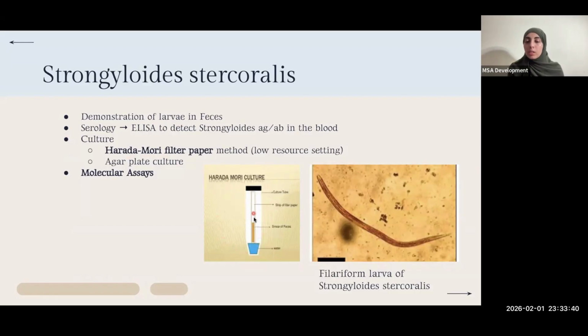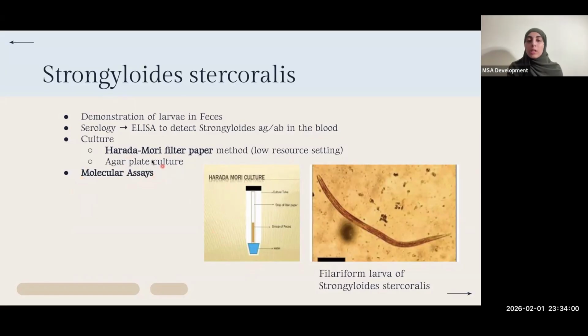Basically, there's a strip. You put the strip in the stool, and then you put it inside this tube where you have water, and you wait for the larva to appear in the water. But again, this is only in low resource settings. And you also have another method, which is molecular assays.